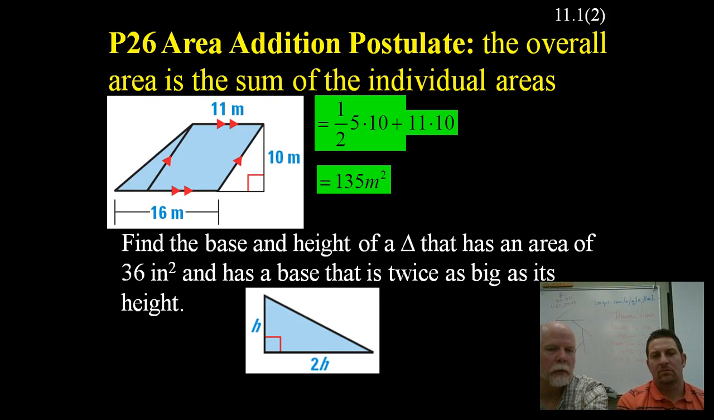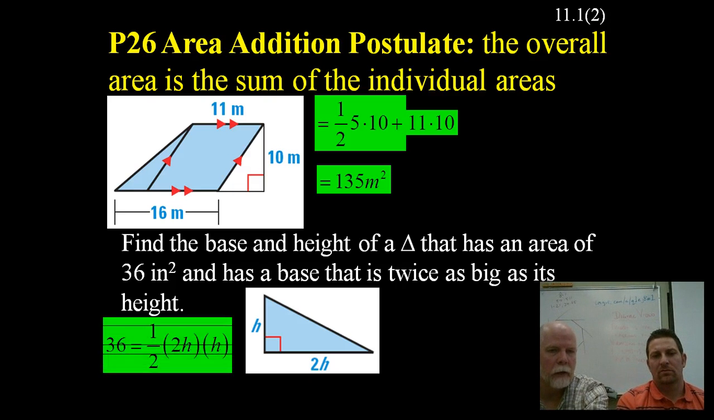So if we plug those into the area formula, we would get 36, what they told us the area is, equals 1/2, because that's just part of the formula. The base here is 2h, height is just h, and so we plug those things in, and notice that the 1/2 and the 2 will just cancel each other. And so we're going to end up with 36 is equal to h squared. And so if we take the square root of both sides, h is going to end up being 6.